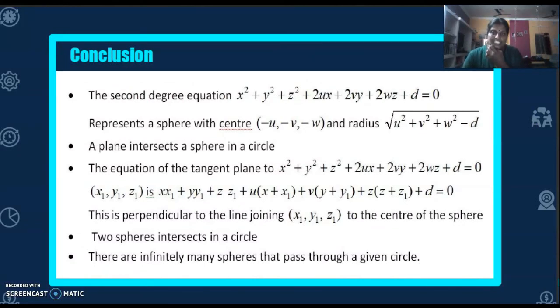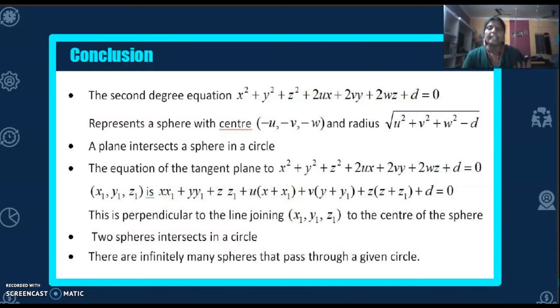Let us see the conclusion of this video. The second degree equation x square plus y square plus z square plus 2ux plus 2vy plus 2wz plus d equal to 0 represents a sphere with center (minus u, minus v, minus w) and radius square root of u square plus v square plus w square minus d. A planar intersection of a sphere is a circle.